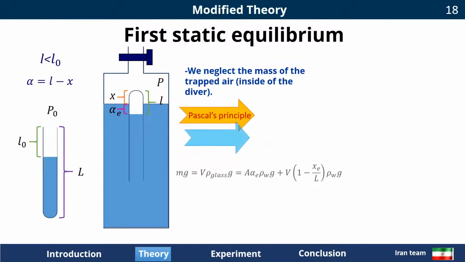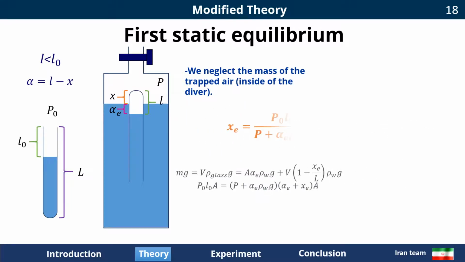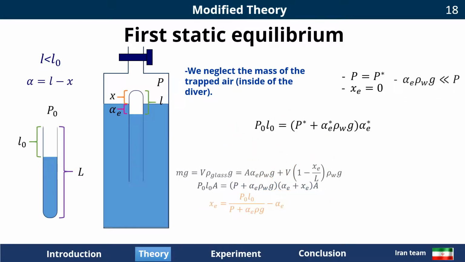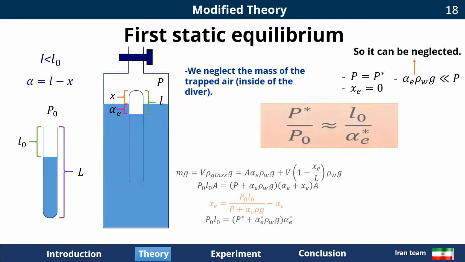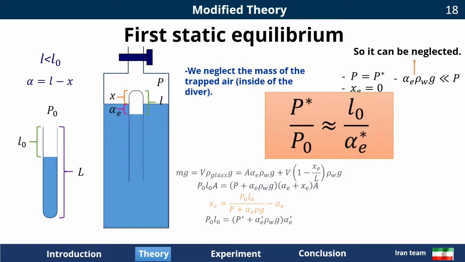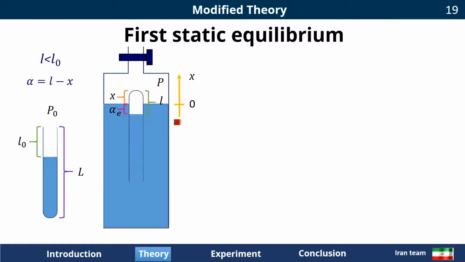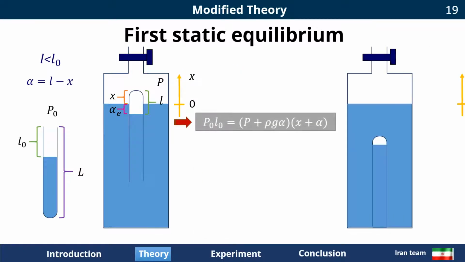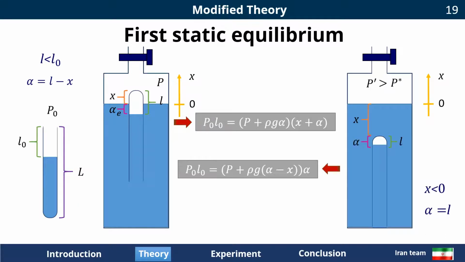So now, according to Pascal's principle and Boyle's law, we can rewrite what we wrote in the previous step like this, and if we simplify that, we will reach this equation that gives us Xt. P is equal to P star, so Xt is equal to 0, so we can simplify even further and reach this equation. As we know, this term is much smaller than P, so we can neglect that and reach this equation. Finally, after putting so much effort, it gives us something useful, and from this equation we can realize that these four parameters are related. When x is bigger than 0, this equation holds for it, and if it's smaller than 0, this equation.